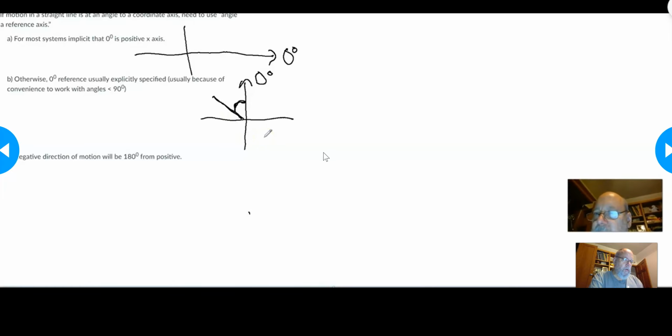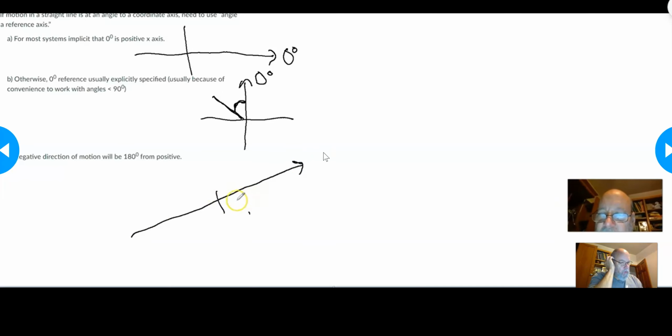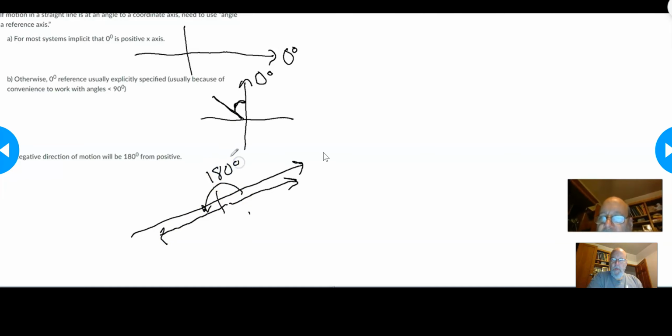And then finally, as far as angles go, if I have motion along a slanted line like this, okay, if I have motion in the quote-unquote positive direction, then the negative direction of motion will be 180 degrees from the positive. In the other direction, in the exact opposite direction, that will be 180 degrees. Negative will be 180 degrees from positive. So this will be positive and this will be negative.